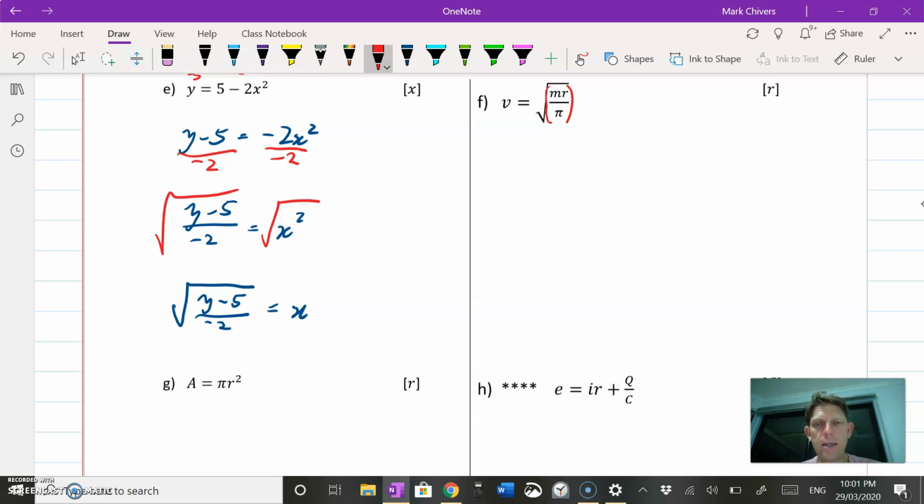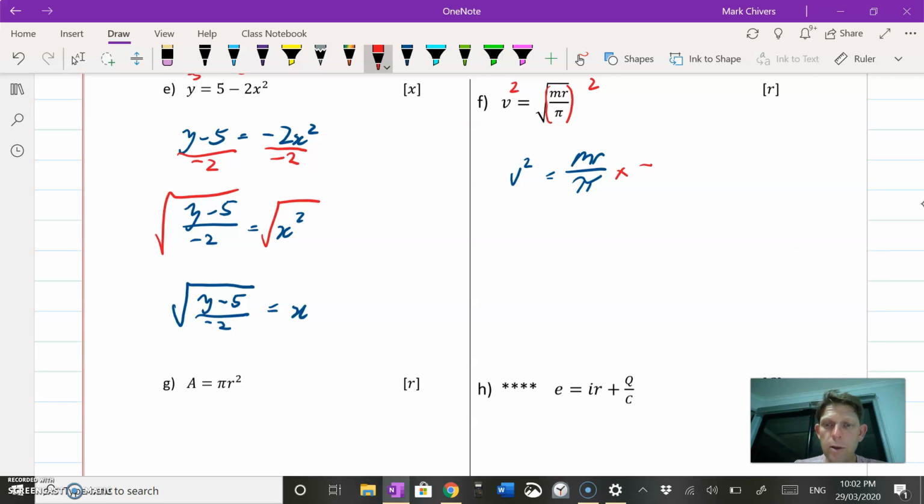So in this particular case, while there's an index we've got to deal with, that square root sign, it's something we would do before we dealt with those brackets. So in order to break that open, we're going to have to square that side, which means we're going to have to square the other side as well. So we're going to end up with v squared equals mr over pi. At this point, I can get rid of that denominator.